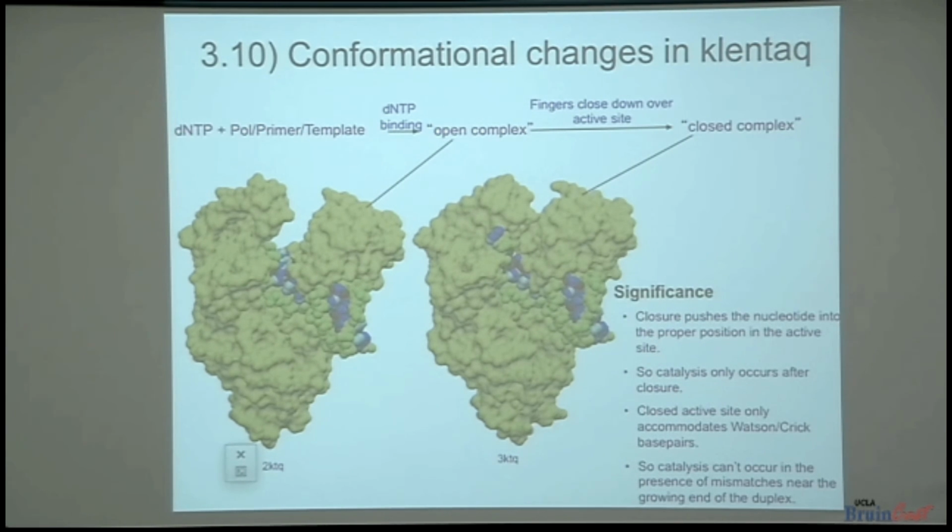When we close the active site, we push that nucleotide down into the proper space for catalysis. In the process, we also constrain that nucleotide in a very tight space so that only the Watson-Crick base pairs can fit. Non-Watson-Crick base pairs don't have the correct shape to fit into the active site after closure occurs. So most of the time, catalysis cannot occur in the presence of mismatches near the growing end of the duplex.